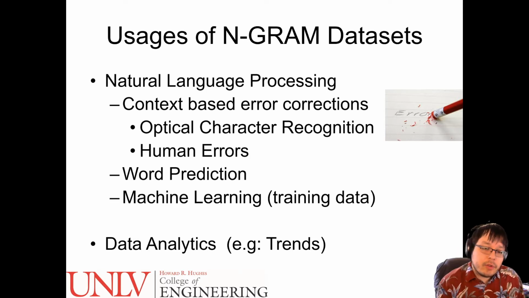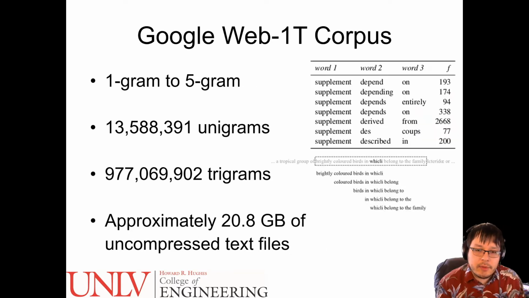It can also be very useful for training data whenever you're trying to do some sort of natural language processing. It can also be useful to do data analytics on articles and things like that, since this is coming from Wikipedia. Now, an example of a data set that already exists like that is Google Web 1T corpus.